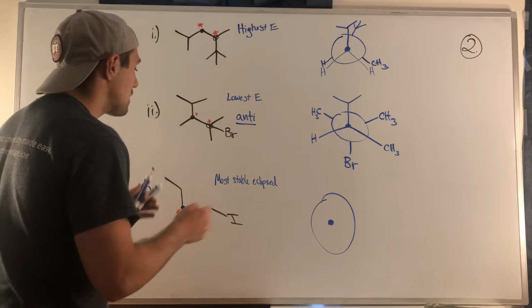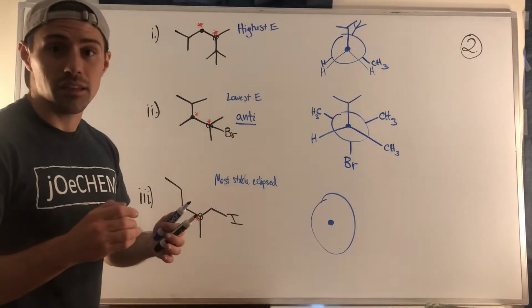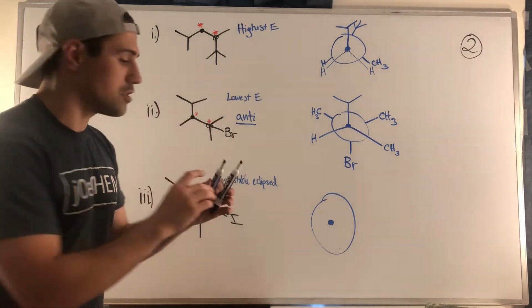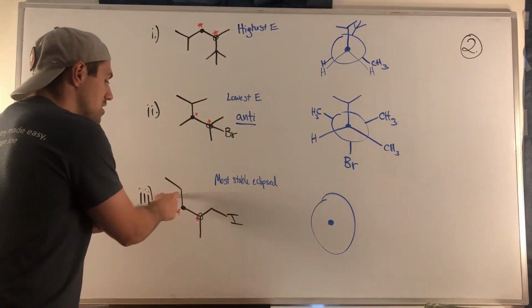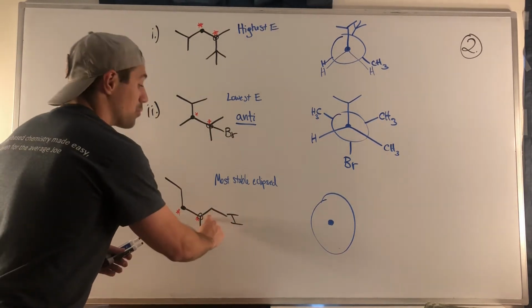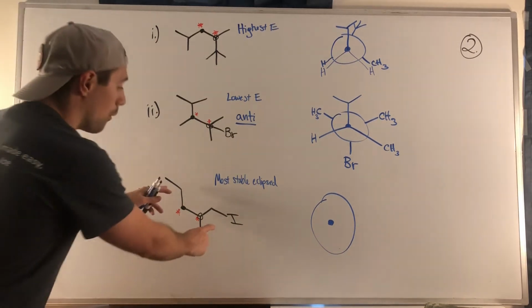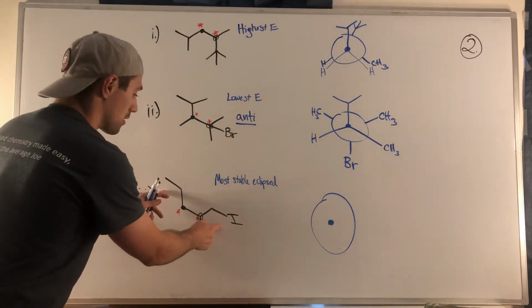So we need everything to be eclipsed, but we don't want our biggest groups to be in line with each other. So the two biggest groups on the front, we do have this measly ethyl group, but that's all we have. And on the back, we have this group with an iodine, and iodine is huge. So we do not want these two to be eclipsed with each other.